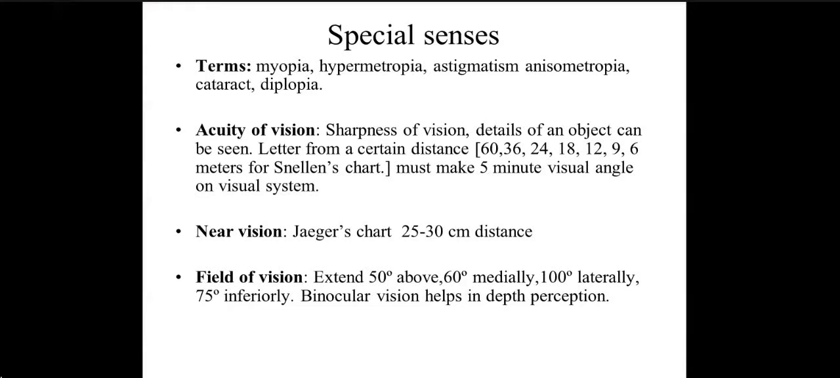And anisometropia means in one eye the power is, for example, -5, and in the other eye -3. Iso means same, metropia means power, so when the two eyes have two different powers, for example left eye -5 and right eye -3, it is called anisometropia. Astigmatism, myopia, hypermetropia will come later.